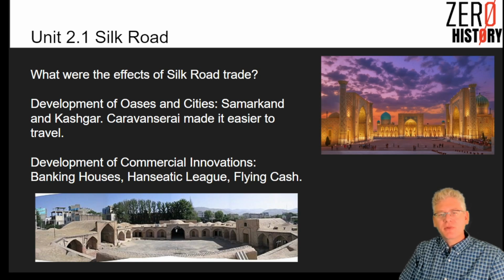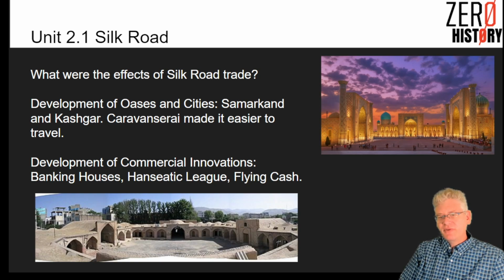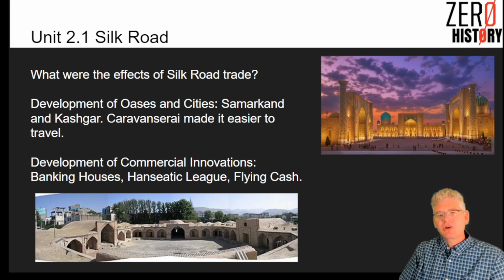Additionally, development of commercial innovations, so banking houses, Hanseatic League, and flying cash. So the problem, of course, is that if you are a merchant, you're moving from one part of the world to the other. You've got all of these products and gear and services and all these different kinds of things that you are trying to carry out, to take care of. So what do you do in order to deal with those things? How do you handle all those things? Well, the way that you do that is through new innovations in commercial technology.